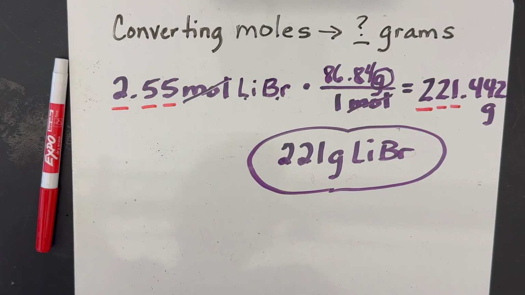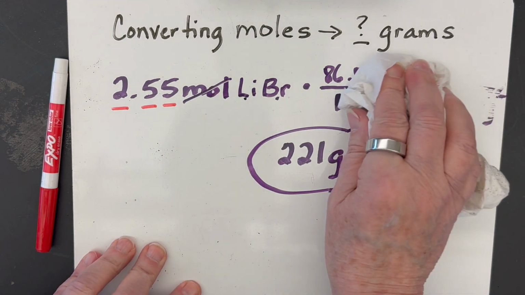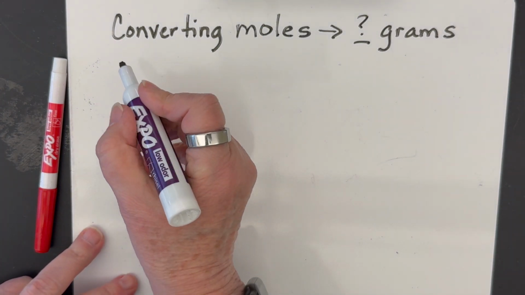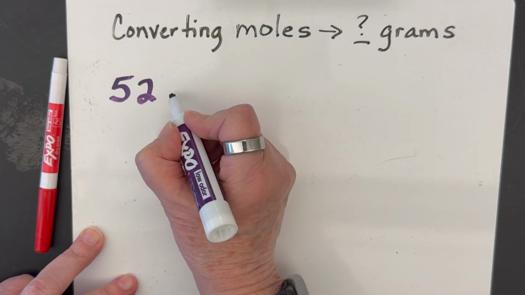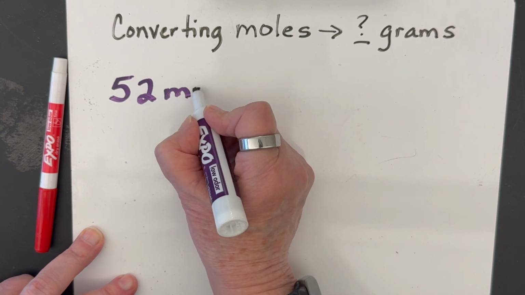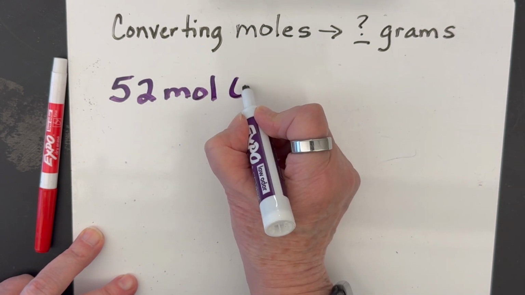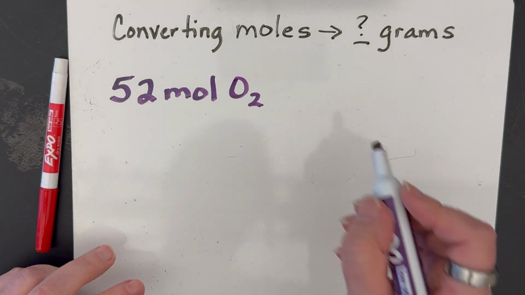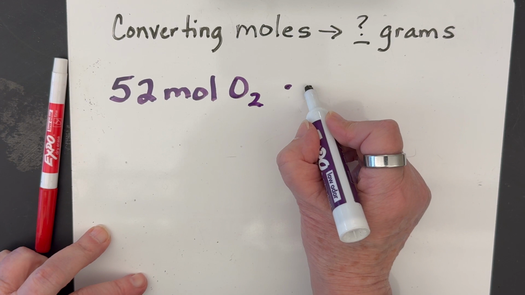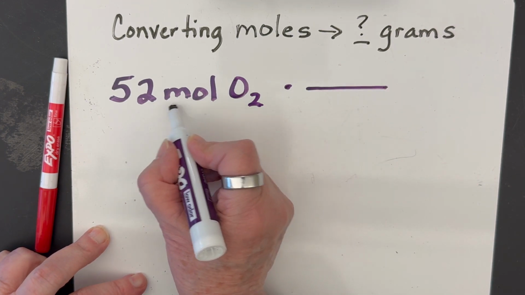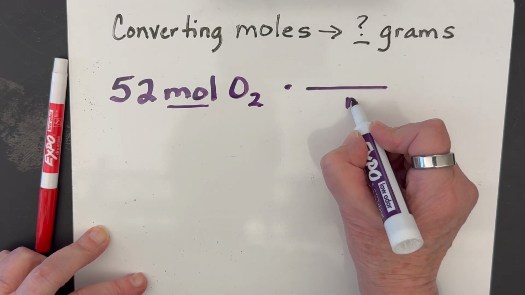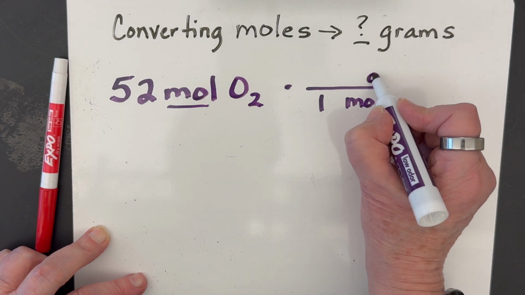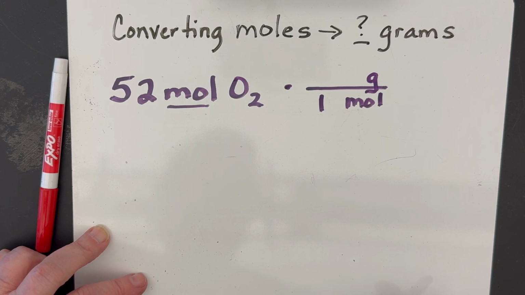All right, let's try one more going this way for practice. All right, this time, let's start with 52 moles of oxygen gas. So when we multiply by our conversion factor, since we have moles, we want to put moles on the bottom. Remember, the moles is always 1, and we're going to put our molecular mass on top.